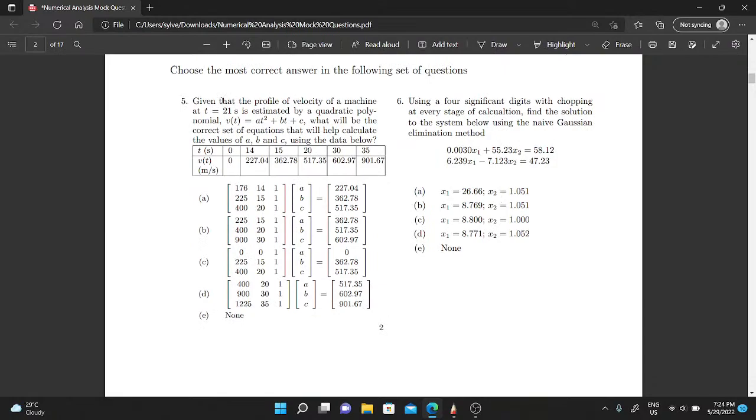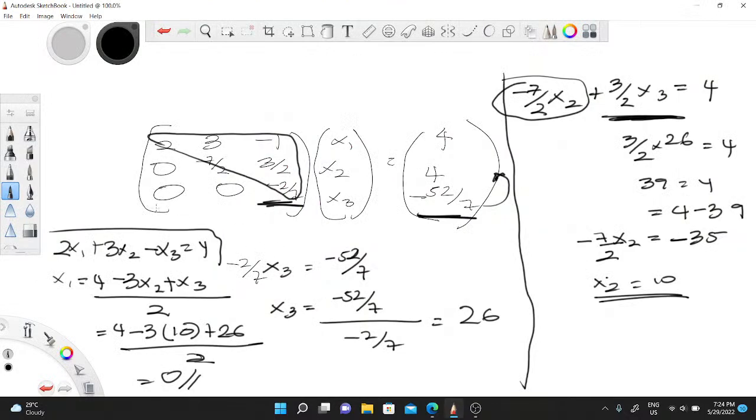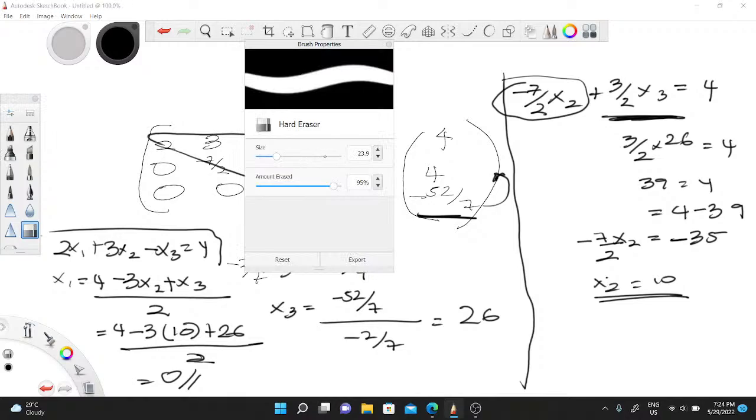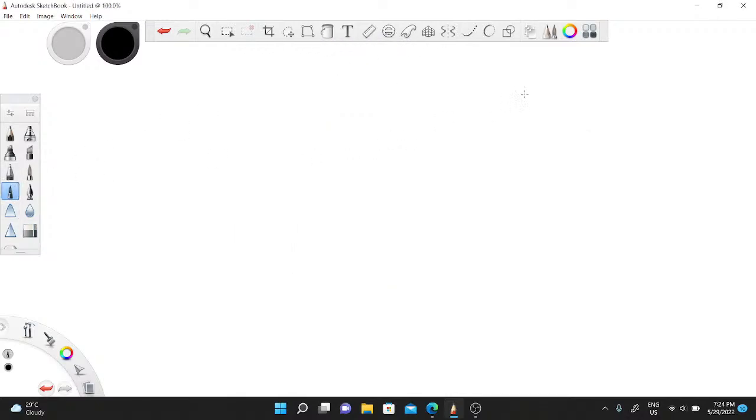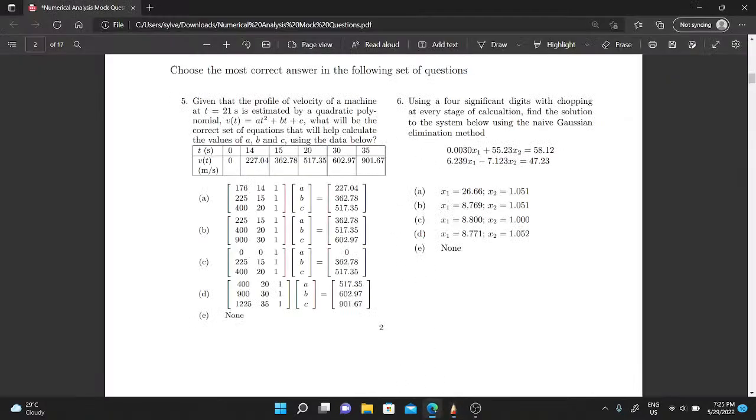Question 5. Given that the profile of velocity of a machine at t is equal to 21 is estimated by a quadratic polynomial v(t) is equal to this, what will be the correct set of equations that will help calculate the values a, b, and c using the data below? I'm sure everyone has revised the interpolation methods, the direct interpolation. So please let's quickly go over the question. If you've not and you want a recap on the interpolation, please let me know. Type it in the chat box so that we know how to move on forward.